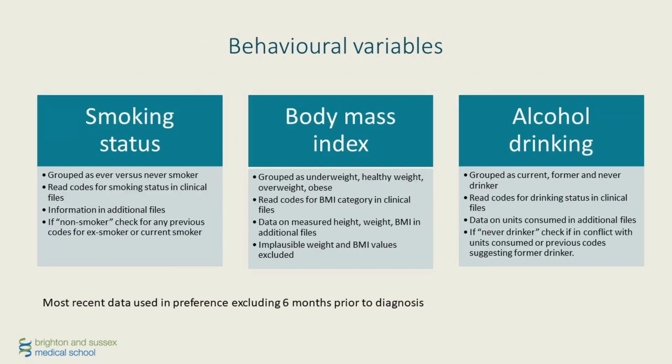So this is just a bit of information on how the behavioural variables were defined. These are all based on Read codes for smoking, BMI, or alcohol drinking status, which could be present in the clinical and referral files, or we also used information in the additional files on height and weight, or BMI measurements, or information about cigarette or alcohol consumption.